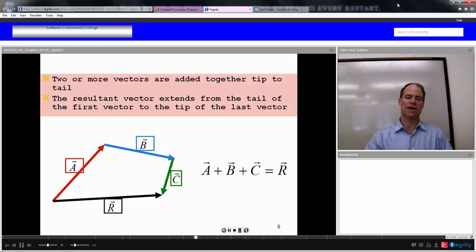All the while, these vectors are representing magnitude and direction by the arrows themselves. And adding them tip to tail represents magnitude and direction. I end up with the resultant vector as my result.